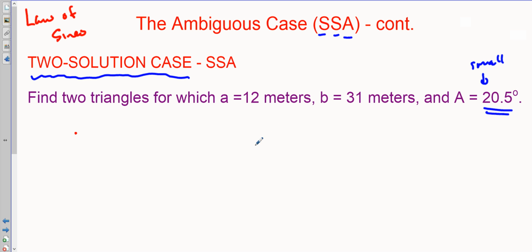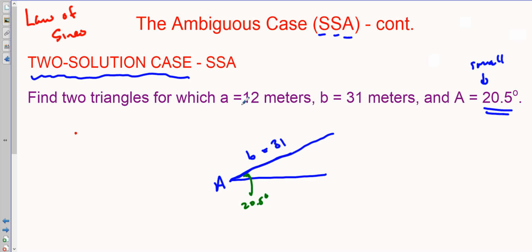And so what we have right here is an angle A, which is going to be 20 degrees, probably something like that. So here's A. A is going to equal about 20.5 degrees. And now B right here is going to be really kind of large, and we're going to make that 31, so B equals 31. But now, lowercase a is equal to 12.